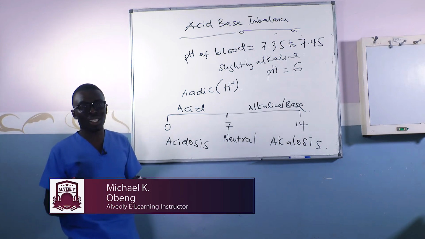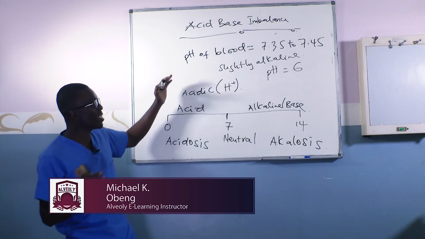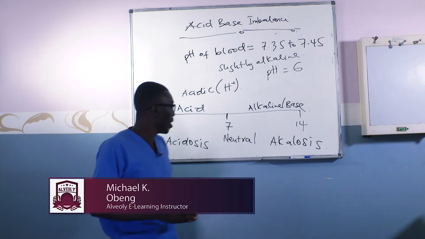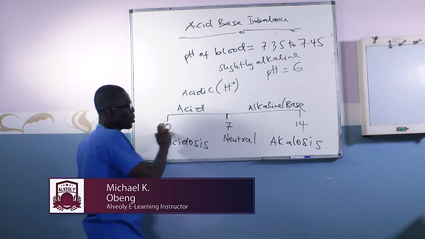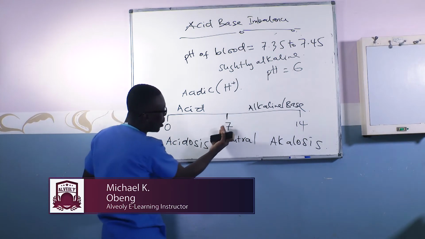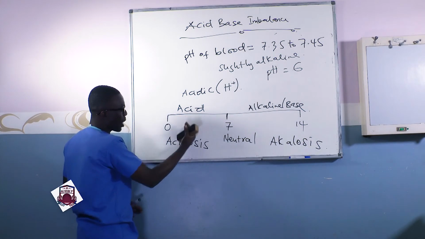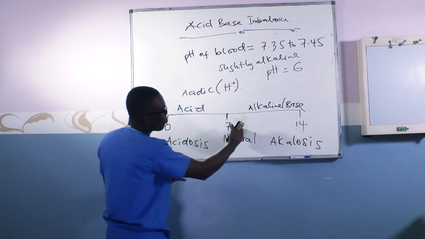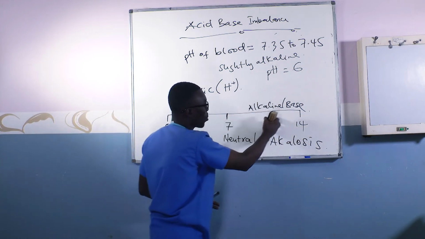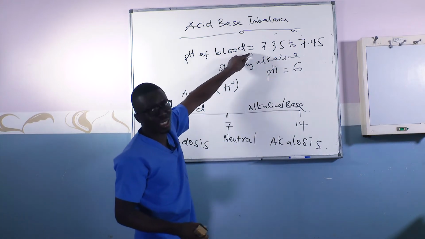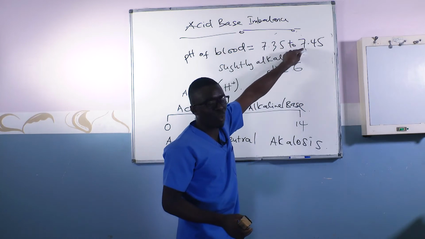All you have to understand is that the pH scale is a scale that helps us to know whether a substance is an acid or a base. However, the scale ranges from 0 to 14. Then at 7 is neutral. So any pH which is less than 7 gives us what? Or makes that substance an acid. If the pH is more than 7, then it makes that substance what? An alkaline. However, the pH of our blood is 7.35 to 7.45.